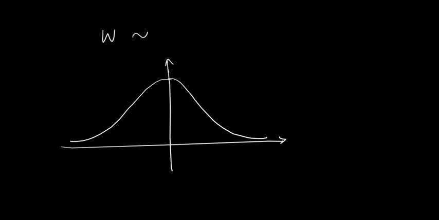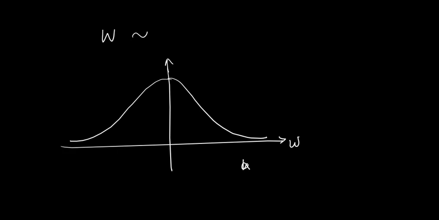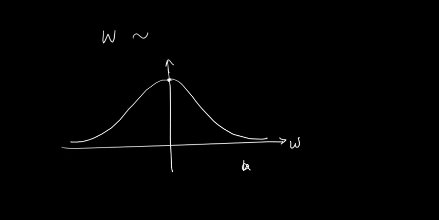So the question is, if this is W, you are evaluating this integral again and again and again. What you observe is that most of the time the value is 0, but some other times it can be this, it can be this, it can be this. But most of the time this W will have this value, which is called its mean.